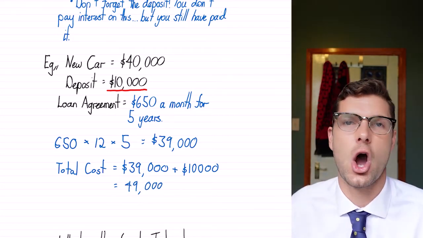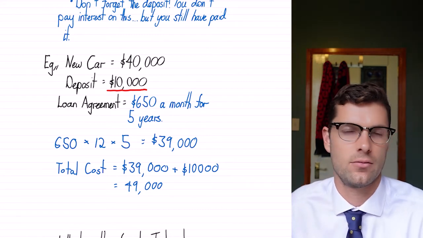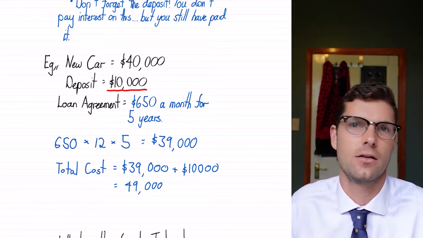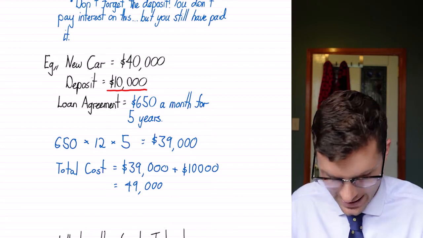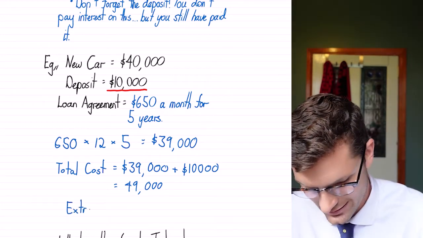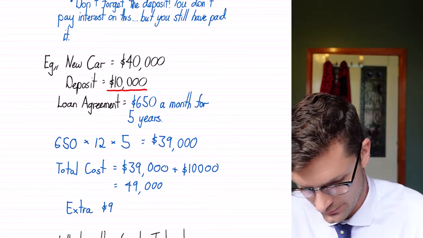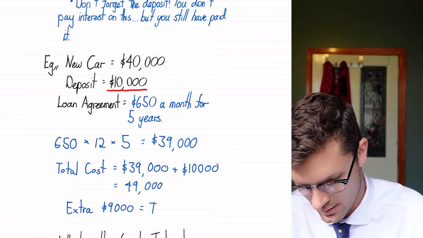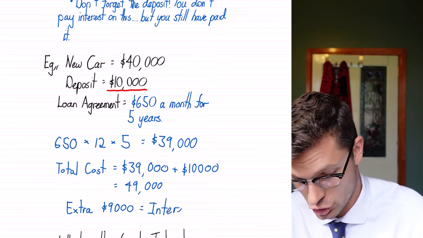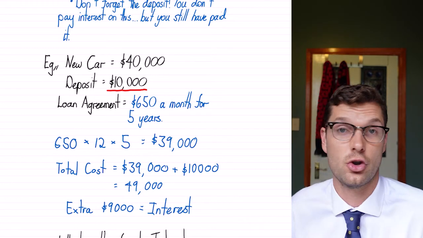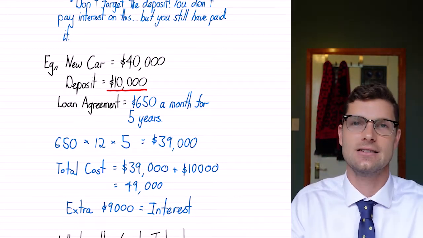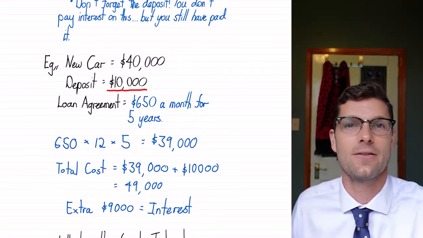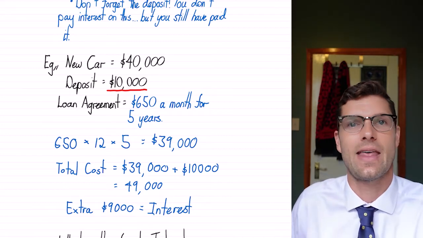So that extra 9,000, right? The value of the car was 40. We've paid 49. That extra 9 grand is just interest. So we're paying that directly to the bank. You're not getting anything for that. That is the bank recouping some of the money for taking on some risk when they gave you the cash.